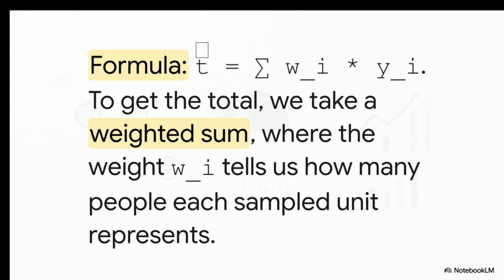To estimate a population total, T hat, we just take a weighted sum. We go through every single unit, i, in our sample, we take its value, yi, like how many bed nets it has, and we multiply it by its sampling weight, wi. That weight basically tells us how many units in the whole population this one little sampled unit represents. And because of our design, some people in our sample will represent way more people than others.